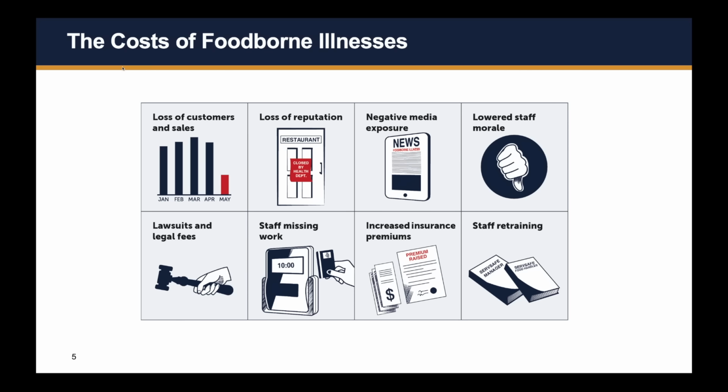business insurance, liability insurance. But if something was to happen, you're now considered a high risk. And so insurance premiums are going to go up, which means you're going to pay more on insurance every month. And then you're going to have to stop. Remember, time is money. You're going to have to stop and retrain staff. So these are the effects of a foodborne illness outbreak.